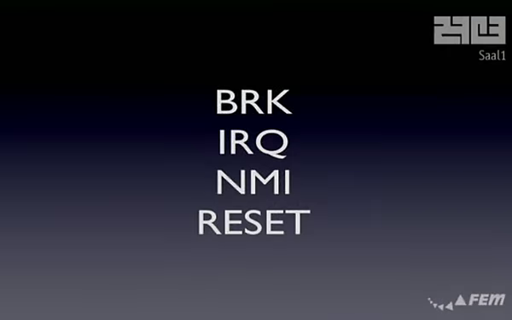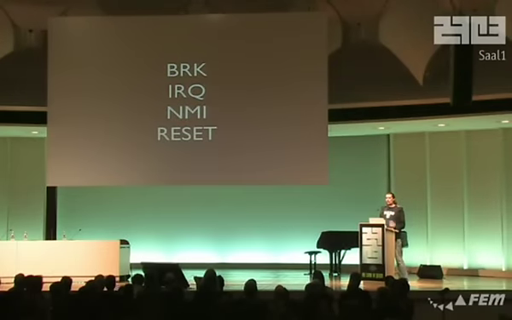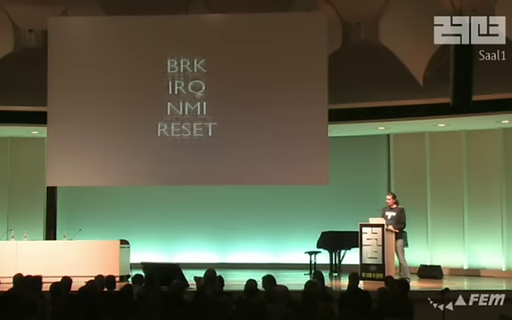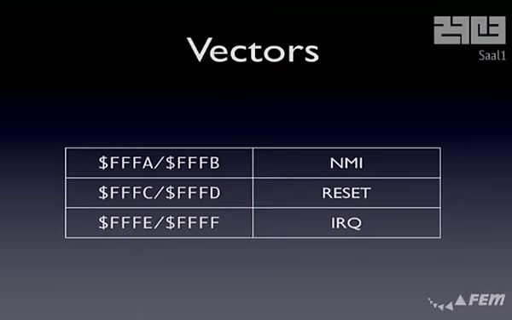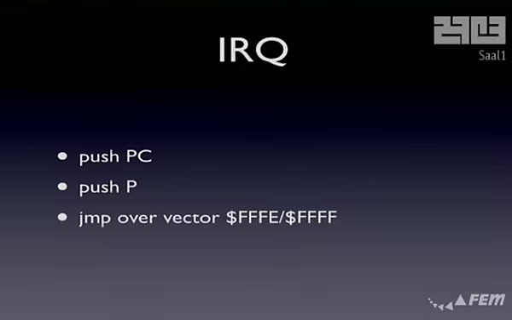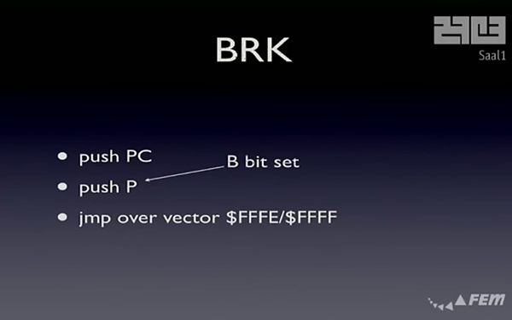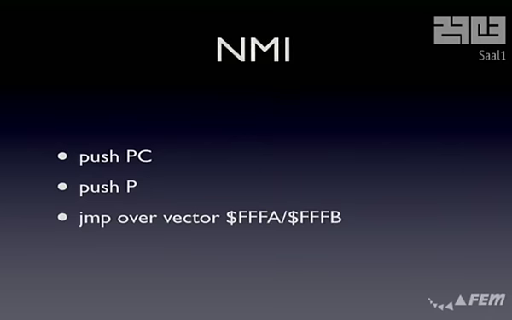So break, IRQ, NMI, and reset. That's an interesting one, how this is all sequenced, how this is done in the sequencer in the logic. So as you see again, these are the vectors on the top of the address space. It's all really similar what's going on here. An IRQ pushes the program counter, pushes the status register, and jumps over a certain vector. If you have a break instruction, software interrupt, it does the same thing, but puts the break bit onto the stack. An NMI does the same as an IRQ, but a different vector.